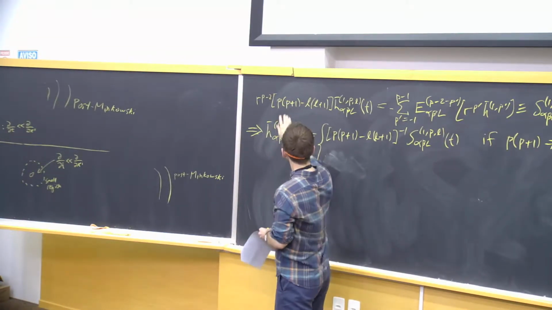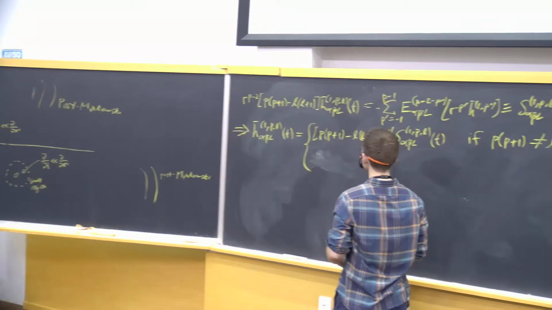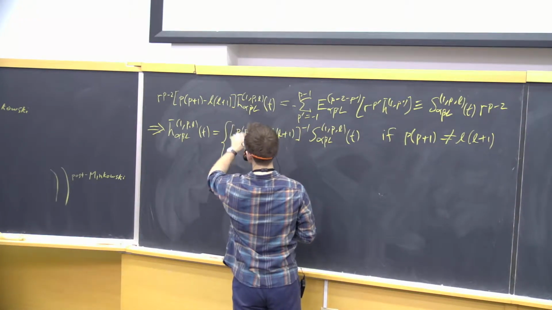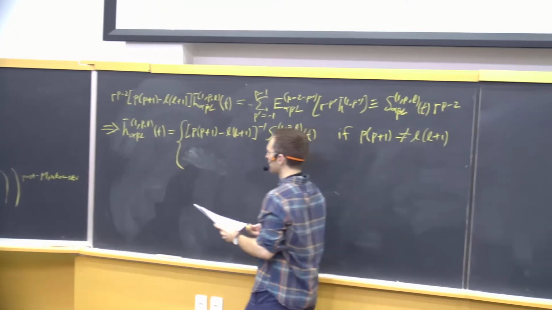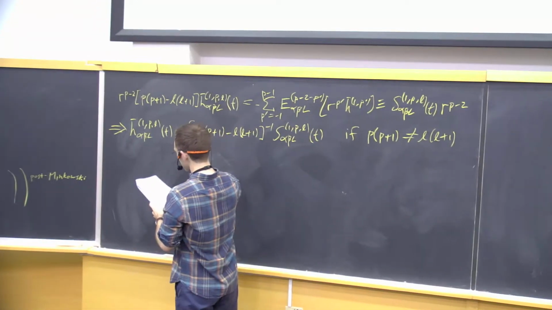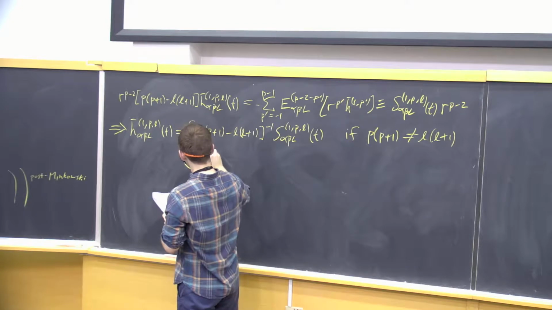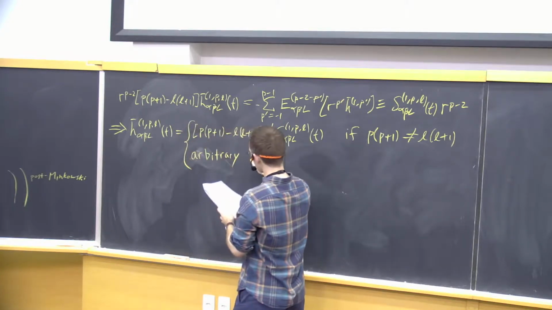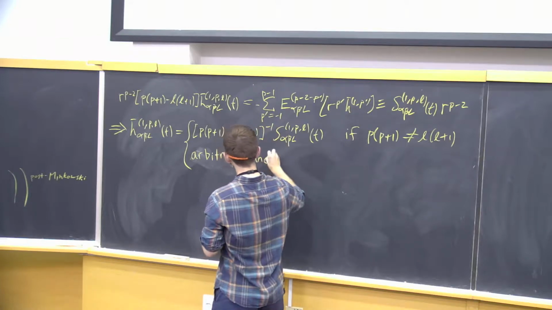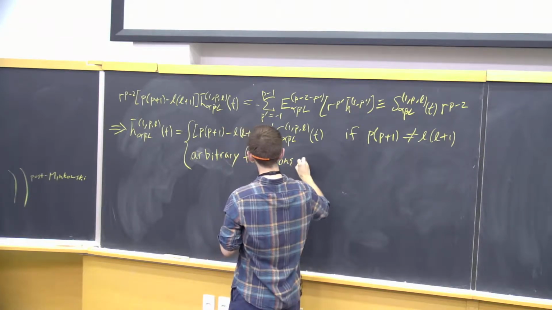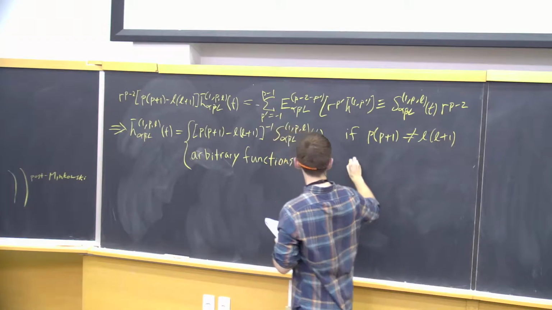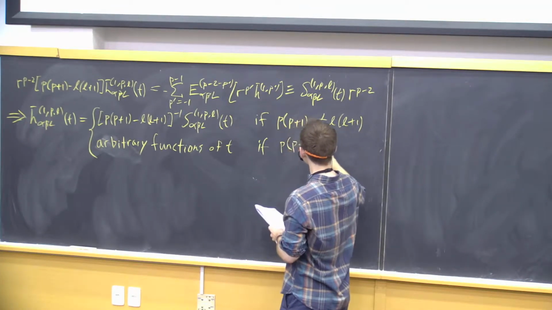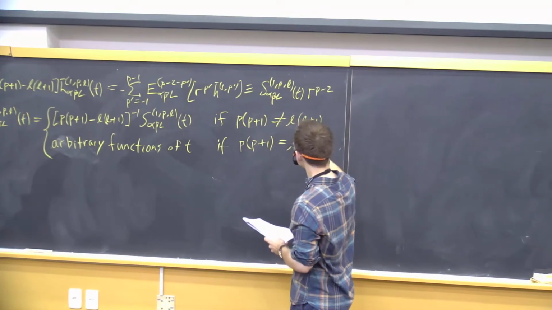Now, if this factor is 0, then this coefficient doesn't actually appear on the left-hand side. What that means is, at this stage, these particular coefficients are arbitrary functions of t. So that's if p times p plus 1 is equal to l times l plus 1.